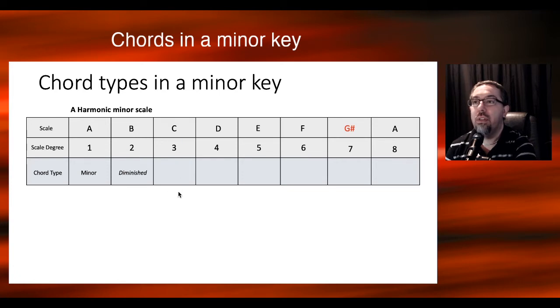When we build a chord on the third degree, it'll be augmented. The fourth degree will have minor. The fifth degree will be a major chord. The sixth degree, another major chord. The seventh degree, another diminished chord, finishing with our minor chord a little bit higher on the octave there. This pattern's worth memorizing, having your minor, diminished, augmented, minor, major, major, diminished, minor. This pattern you'd be using with any harmonic minor scale to create these chord types.